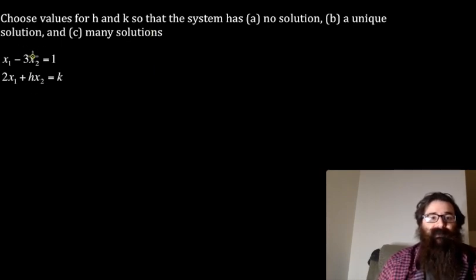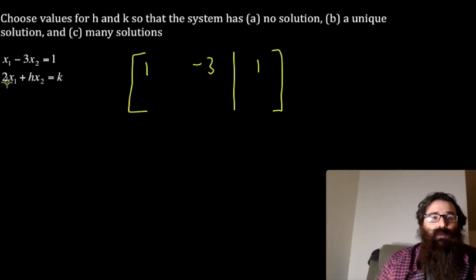And here I have this system, x1 minus 3x2 equals 1, 2x1 plus hx2 equals k. And the very first thing I want to do is make my augmented matrix. So that'd be 1, minus 3, augmented with 1. Second row would be 2, h, augmented with k.